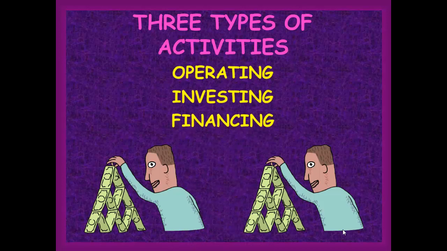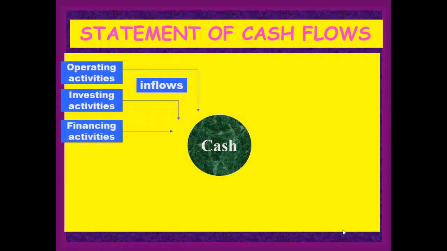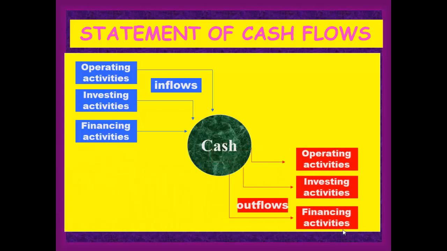We have three types of activities that we're going to be talking about. We can have operating activities, investing activities, and financing activities. Now, money can come into us from all three of those sources. Inflow is when money comes in. We can have money coming in from operating sources, from investing sources, from financing sources. And money can also go out for operating uses, for investing uses, and for financing uses. So for all three of those areas, we're going to have cash coming in and cash going out.